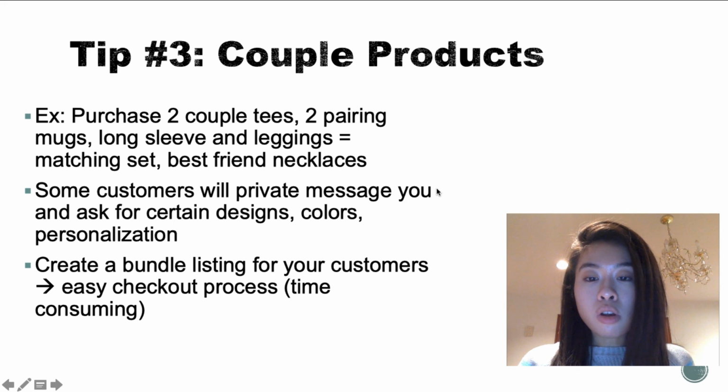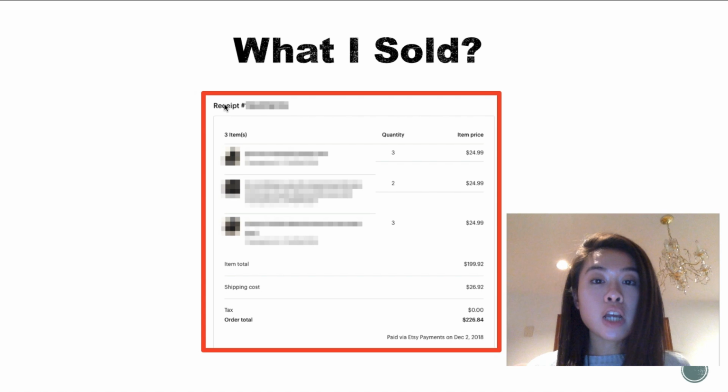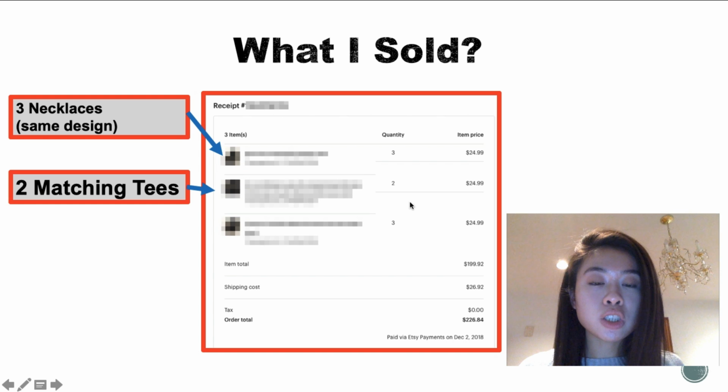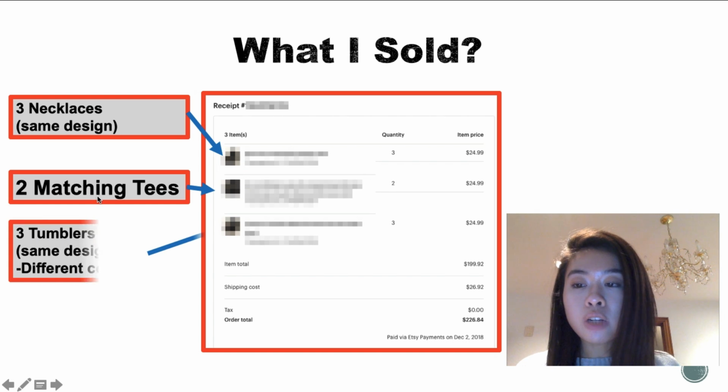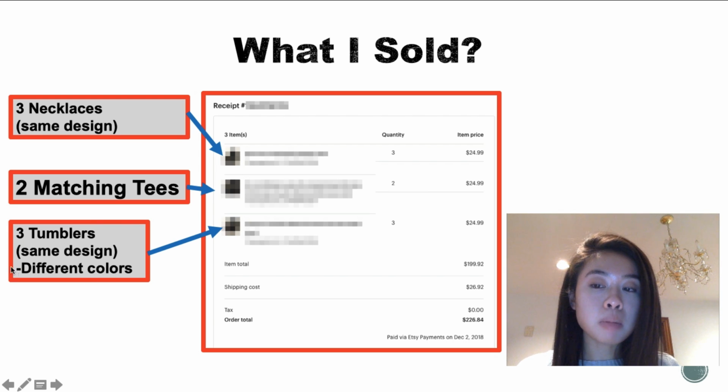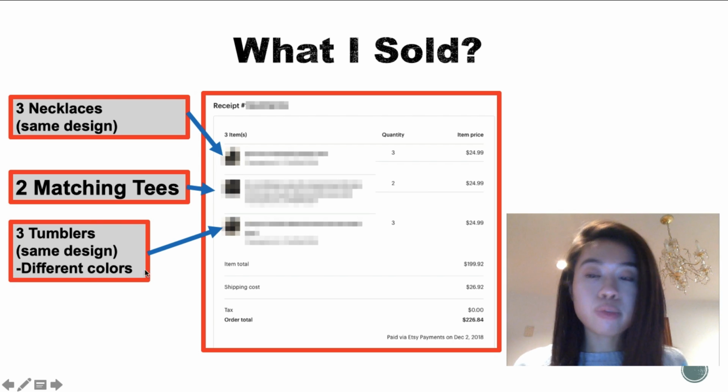All right, so now I know a lot of people are going to be asking me what I sold. So I actually sold 3 necklaces, and this is all obviously the same exact design. The next one I sold is 2 matching t-shirts. And then over here, the last one, I actually sold 3 tumblers, all in the same exact design, but they purchased it in 3 different colors.